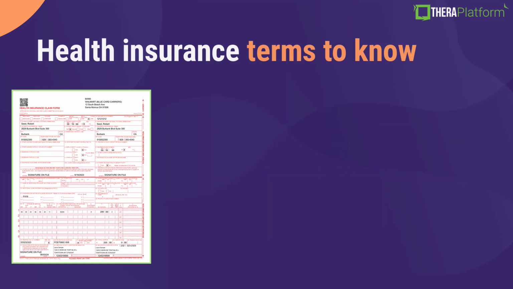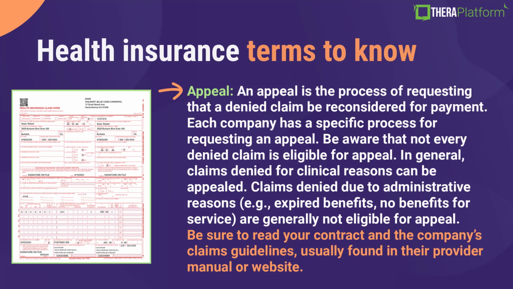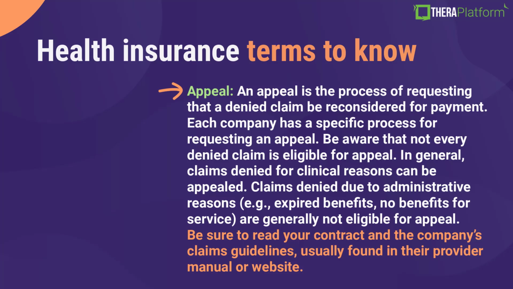Appeal is another term that's very handy, and appeal is the process of requesting that a denied claim be reconsidered for payment. And each company has a specific process for requesting an appeal. Be aware that not every denied claim is eligible for appeal. Again, in general, claims denied for clinical reasons are usually accepted. But sometimes administrative reasons like expired benefits or no benefits for service are generally not eligible for appeal. So be sure to read your contract and the company's claims guidelines. These are usually found in the provider manual or website.